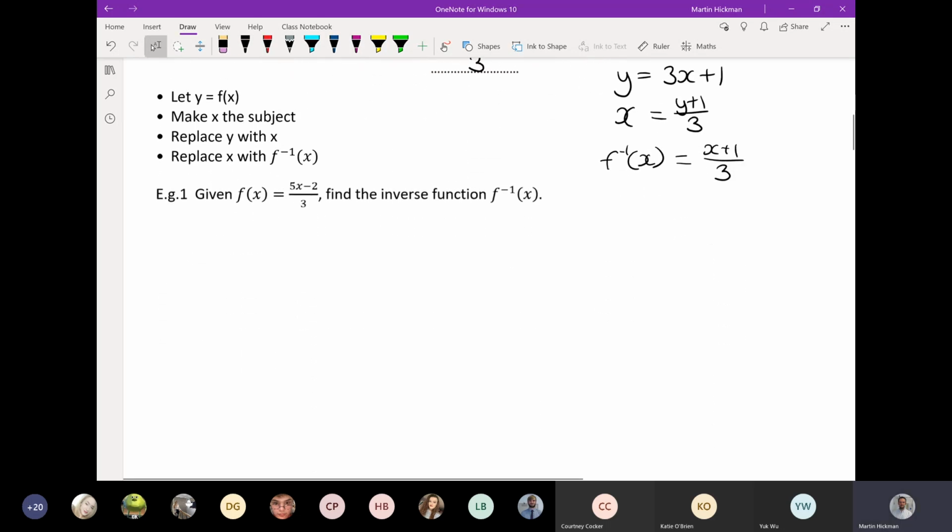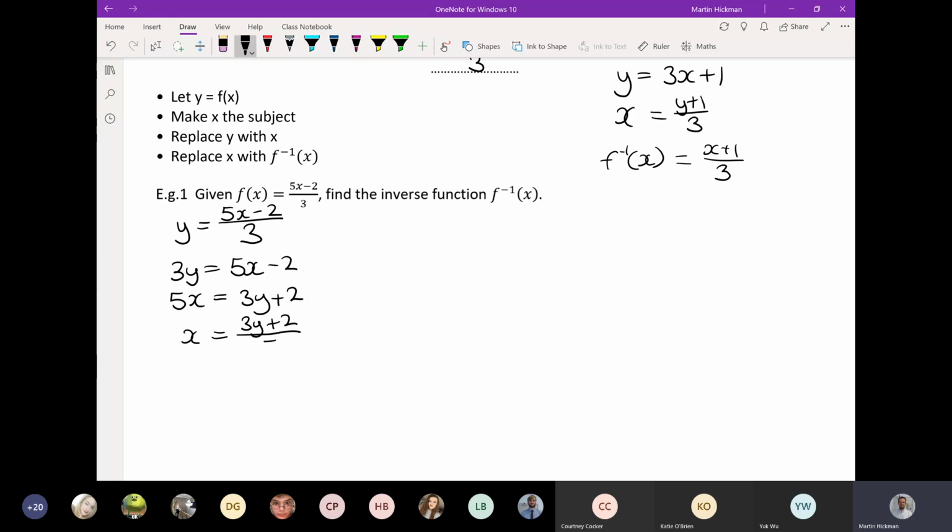So with that in mind, we're going to look at our first example. Firstly, I'm going to let y equal f of x. So I'm going to start off with y equals 5x minus 2 over 3. I then multiply both sides by 3. Add 2 to both sides. And then divide both sides by 5. I'm making x the subject.